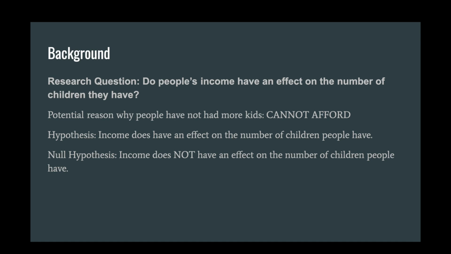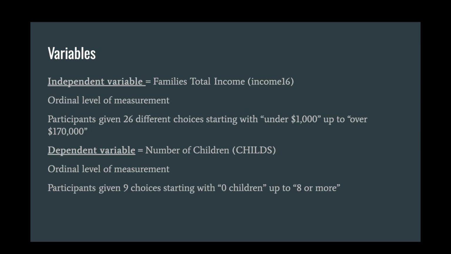In a survey conducted by the Institute for Family Studies, the number 2 reason people listed as to why they didn't have kids was the inability to afford them. Because my research question explores the effect that income has on the number of children, my independent variable is total family income, and my dependent variable is number of children. They are both ordinal levels of measurement.